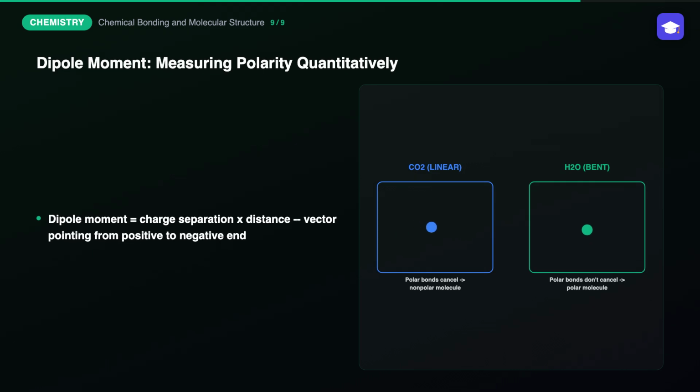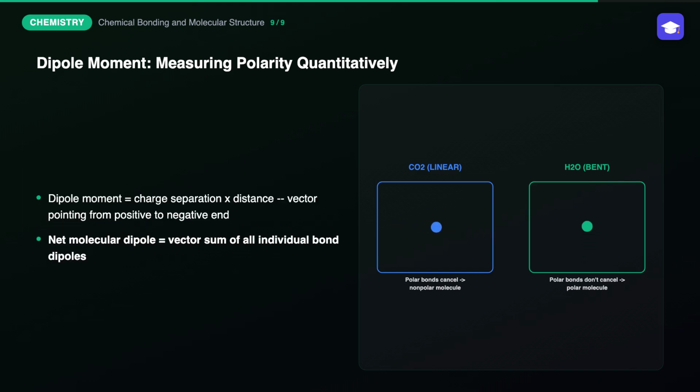Dipole moment is the specific quantitative measure of a bond's or a molecule's overall polarity, defined as the product of the magnitude of separated charge and the distance between the centers of positive and negative charge, and it's conventionally represented as a vector arrow pointing from the positive end toward the negative end of that separation. For a diatomic molecule, dipole moment depends directly and simply on the electronegativity difference between the two bonded atoms. A larger difference produces a genuinely larger bond dipole.